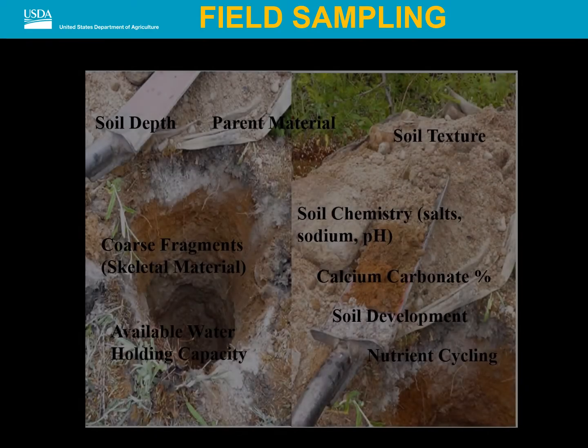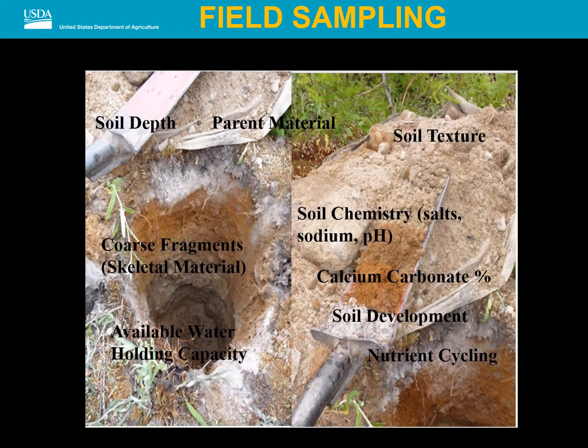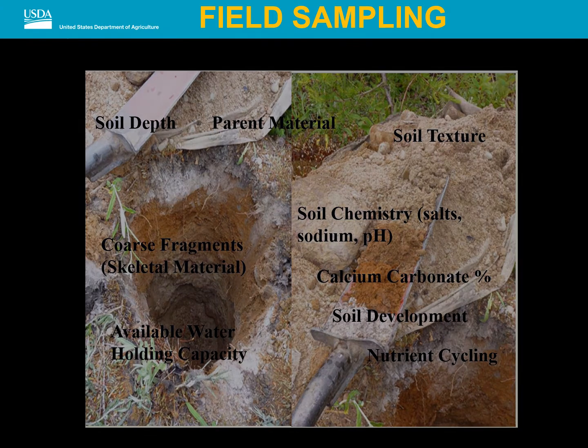Important soil attributes collected in the field include soil horizonation, horizon depth, morphology, zones of leaching or accumulation, percent rock fragments, and other attributes.